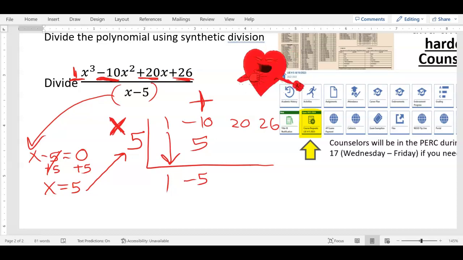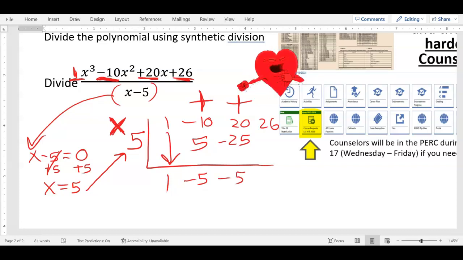Now we do the cycle again, but not adding. So negative 5 and this 5 over here do what? Multiply. So negative 5 times 5 goes right here. What's negative 5 times 5? Negative 25. Okay, and then what do I do vertically with these two numbers? Add them up. Not positive 5. Okay, so 20 plus negative 25, or 20 minus 25, gives you negative 5 again.